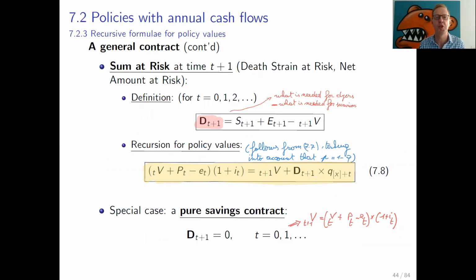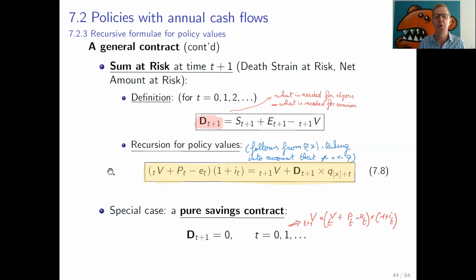Now we define the sum at risk for this general contract. This is also called the death strain at risk or the net amount at risk. What is the sum at risk at time t+1? We denote it by Dt+1, and it is in fact what is needed for the dyers at time t+1 minus what is needed for the survivors. For all the dyers, we have to pay St+1, the death benefit, plus the related expense, minus what is needed for the survivors. For the survivors, we have to set up the policy value Vt+1.